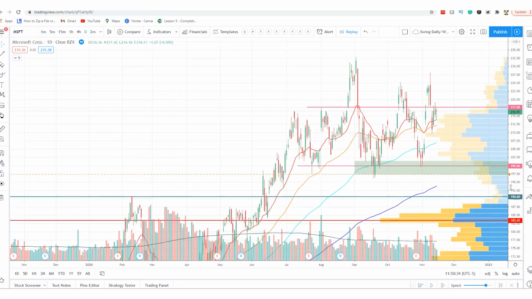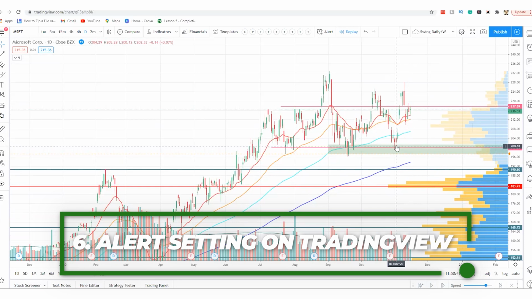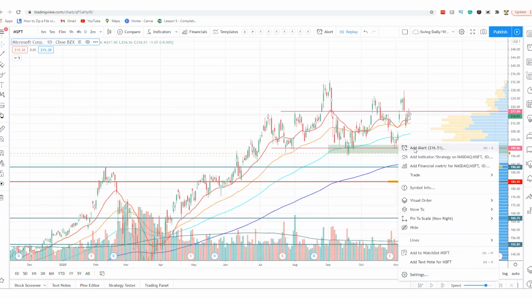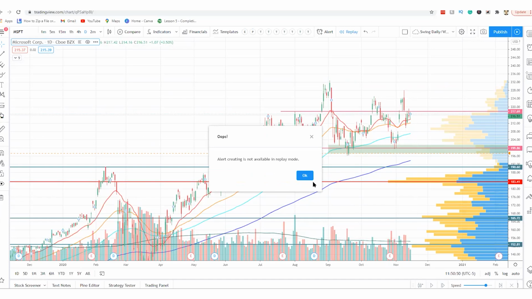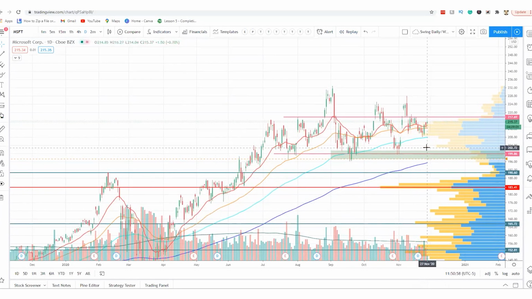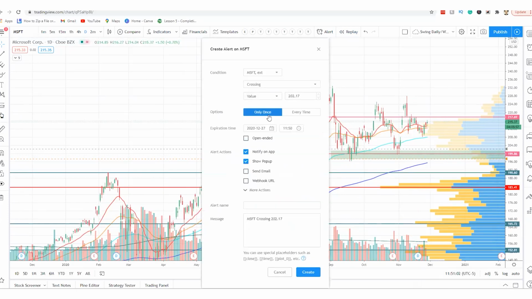Step number 6 in this, I like to post my alerts on TradingView. So if price was very far from the area of interest, we could simply click the area of interest, right click it, and press add alert, right? So I have to get out of replay mode apparently. So if I'm interested in this, maybe I want to add an alert somewhere here, add alert at 202, right? So I can do it once every time Microsoft crosses this value, right? I can have it on my app, pop up, email, whatever it is.